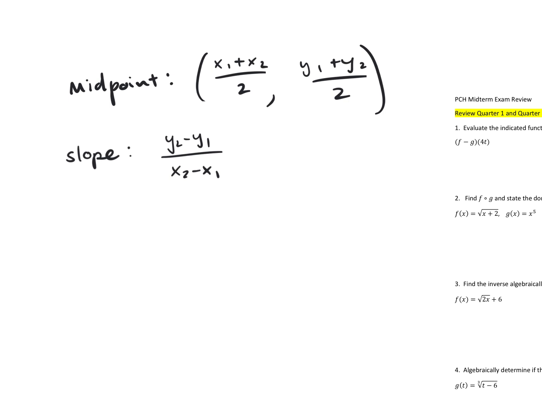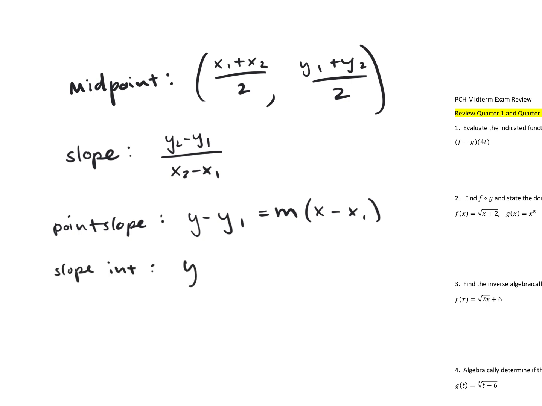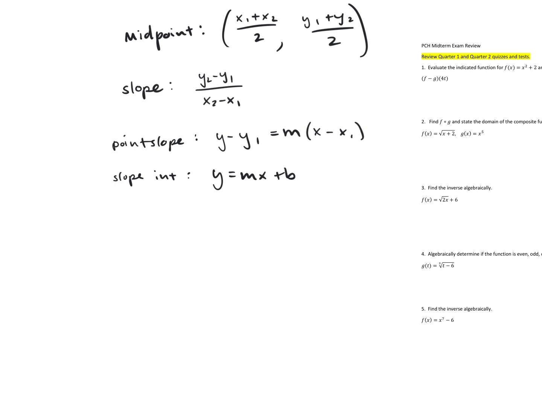And then for an equation of a line in point slope form, that would be y minus y1 is equal to m times x minus x1. And then in slope intercept form, it's y equals mx plus b. One more. I don't know if we're going to give this to you or not, but just in case, your arc length. S is equal to r times theta.